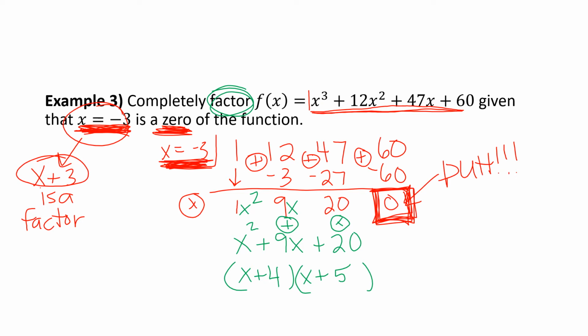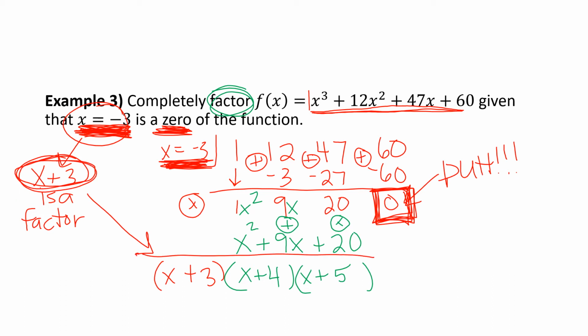Now remember, we want the complete factorization. So I have these two factors in green, but I also have that original factor that they told me about in the beginning of the problem. Since x equals -3 was a zero, that tells me that x plus 3 is a factor. So this would be my final factorization of our polynomial.